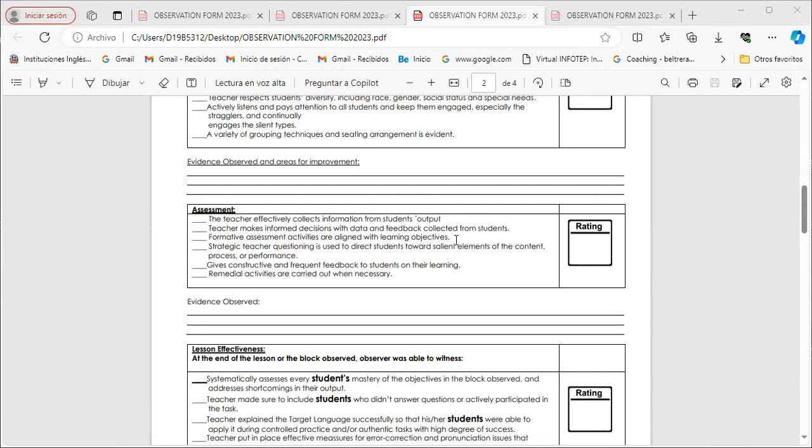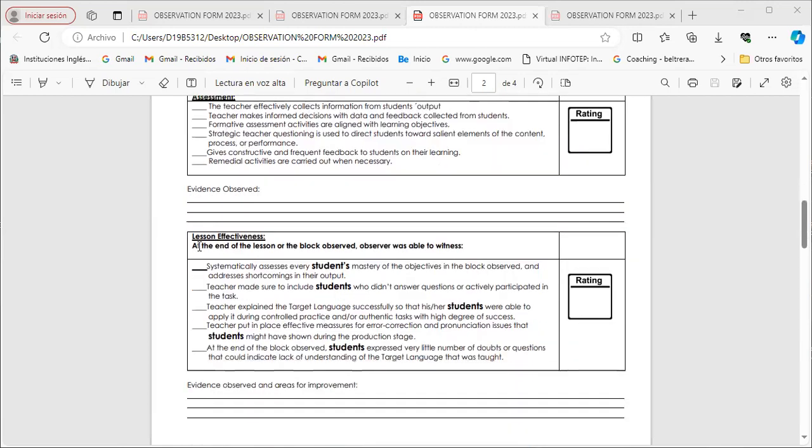Strategic teacher questioning is used to direct students toward salient elements of the content, process, or performance. Gives constructive and frequent feedback to students on their learning. Remedial activities are carried out when necessary. So if you notice that this happened during class time, you rate 5. You write the evidence.